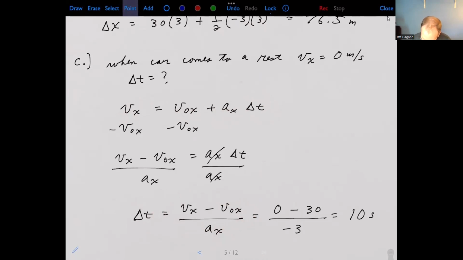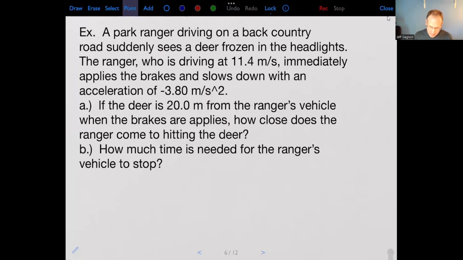Okay, another example. In this case, you're told that a park ranger driving on a backcountry road suddenly sees a deer frozen in the headlights. The ranger, who is driving at 11.4 meters per second, okay, so that's his initial velocity. So let me write that down here. So v naught x equals 11.4 meters per second. Immediately applies the brakes and slows down with an acceleration. So we know the acceleration as well, ax is -3.80 meters per second squared.